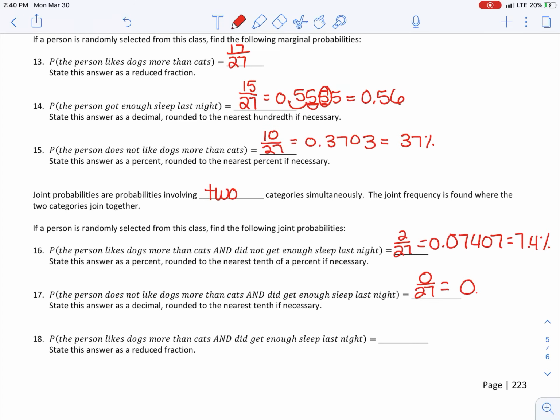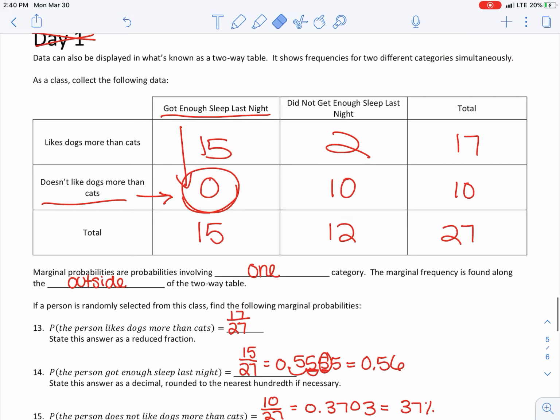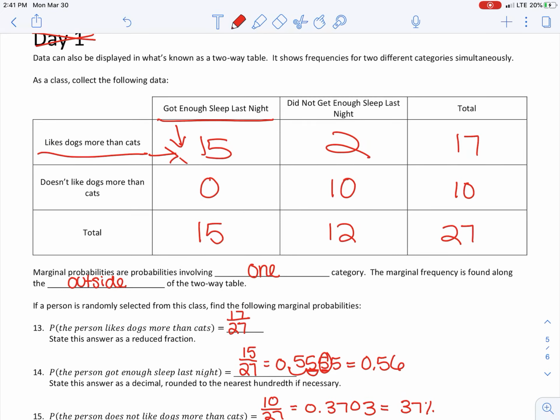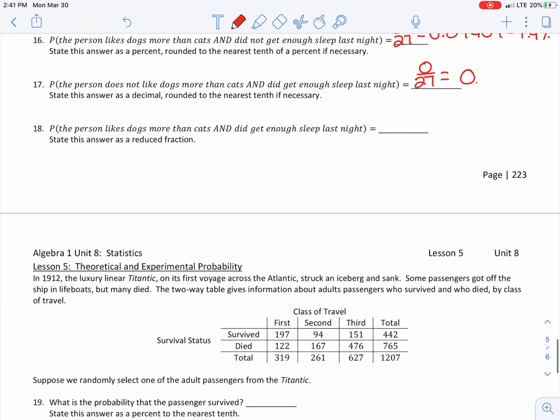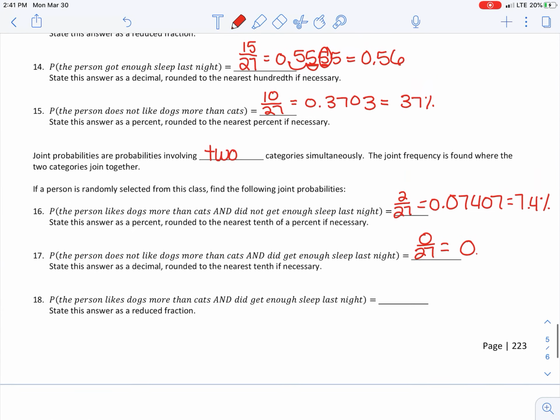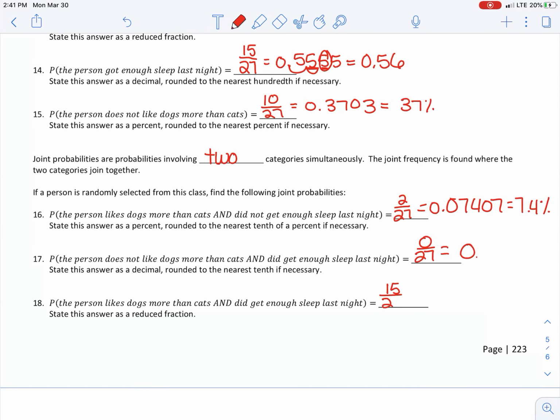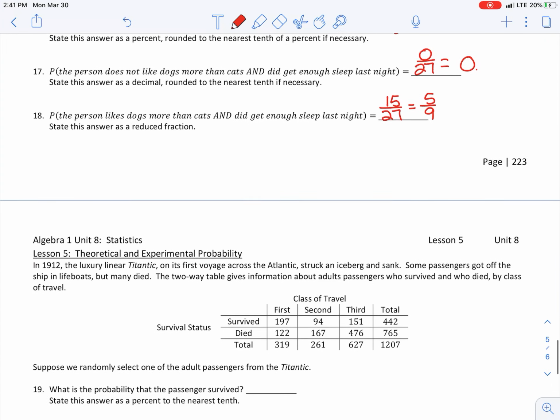Number 18, it says, what's the probability the person likes dogs more than cats and did get enough sleep last night? So we're looking at likes dogs more than cats, and did get enough sleep last night. If you follow this over, follow this down, they meet right here at 15 out of 27. It says state your answer as a reduced fraction. That is not reduced, actually. We're going to end up with 5/9.